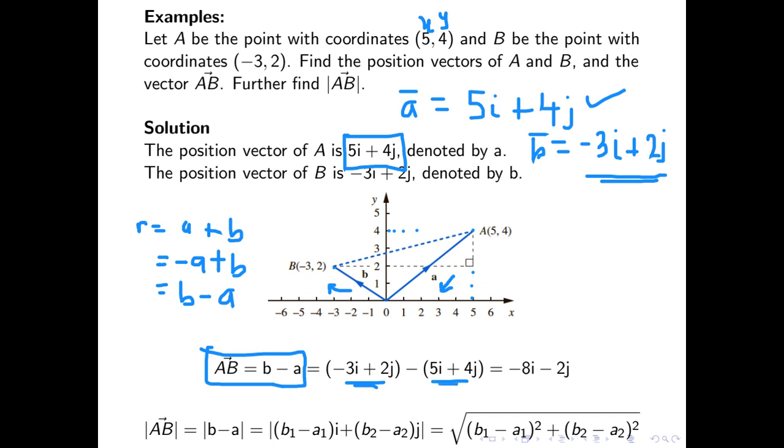Then I do a subtraction between the two of them. I'm subtracting, don't forget our subtraction. I'm subtracting minus 3 minus 5i. Then I do a subtraction between 2 and 4. Hence, minus 3 minus 5i gives me minus 8i. 2 minus 4 is minus 2j. That is our resultant vector between A and B.